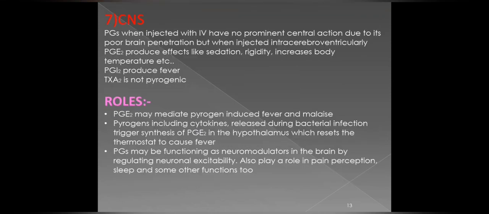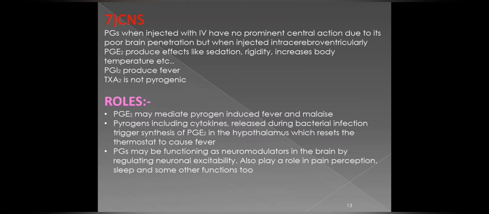Next is their action on CNS. Prostaglandins, when injected intravenously, do not have any prominent central action because of their poor brain penetration. But when they are injected intracerebroventricularly, PGE2 can produce effects like sedation, rigidity, increased body temperature, etc. Prostaglandin I2 can produce fever while thromboxane A2 is non-pyrogenic. They do not cause any fever.